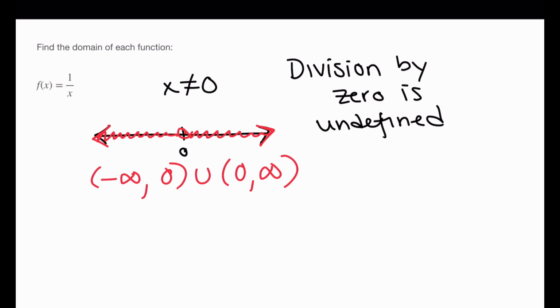If our domain is everything except for 0, that would be all numbers from negative infinity up to 0, but not including 0. So I'm going to do the parenthesis on the 0, as well as everything from 0 to infinity. So again, I'm going to do the parenthesis on the 0 because we're not including the 0, but we're including every other number. And we always put that U, it's a union symbol, when we have two different intervals and we want to connect them. It just means everything in the first interval or the second interval.